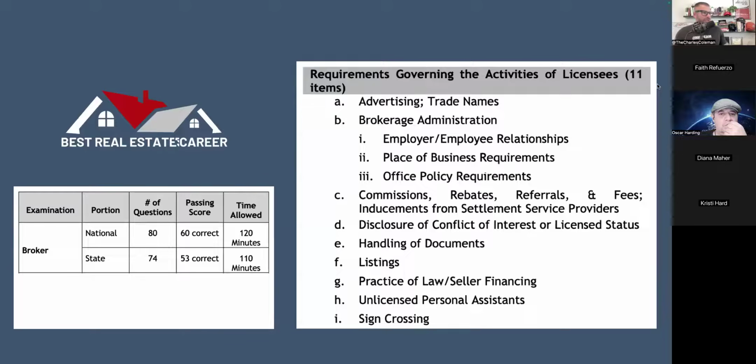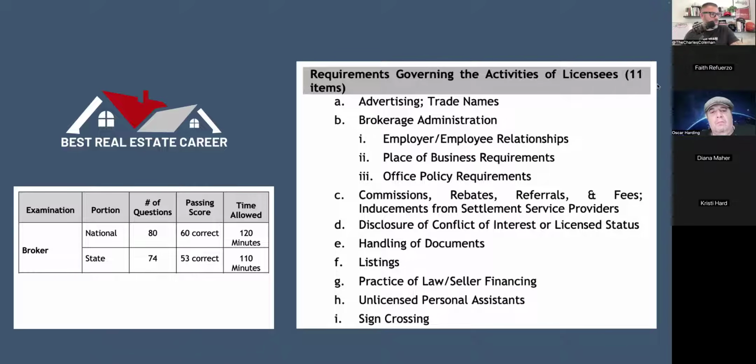We can see what it jumps around and is looking through, right? We're talking about advertising, broker administration, because you're in Colorado and you're going to be an associate broker. You need to know about some admin pieces because in all reality, you hold the highest licensure in the United States in the state of Colorado. We're going to talk about conflict of interest with license status, practice of law, and the illegal practice of law, sign crossing, personal assistance.